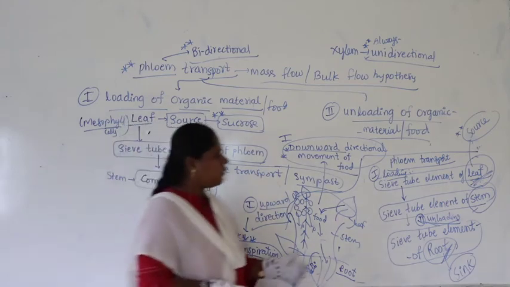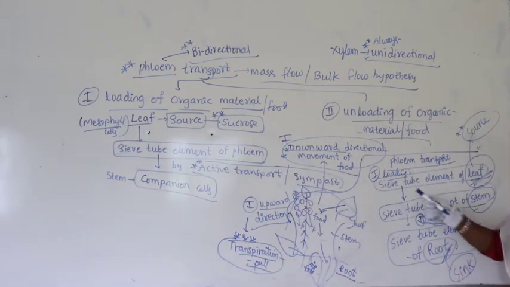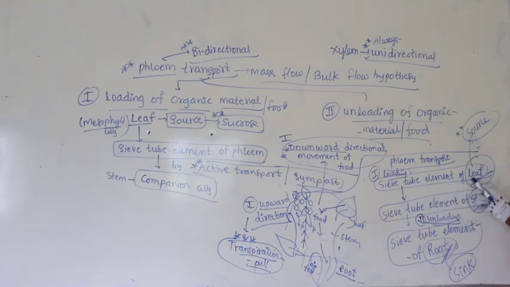That means again from where to where. So the first step is called loading. Loading happens in the sieve tube element of the phloem of the leaf. So the leaf in this case acts as a source, then it enters into the sieve tube element of the stem, then unloading happens from the stem to the root, that is, finally it reaches the sieve tube element of the root. So here loading is happening and in this case unloading is happening.